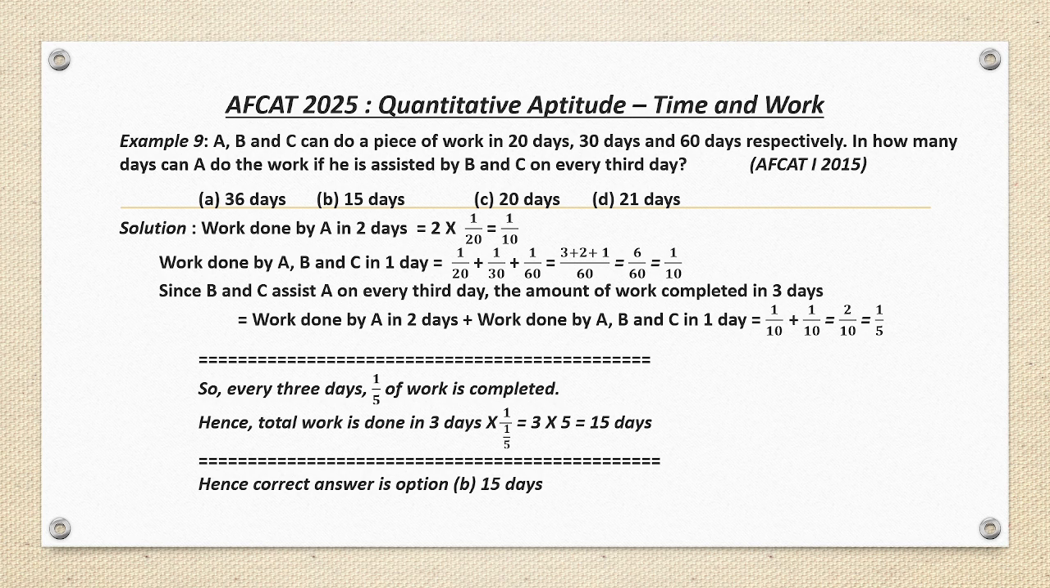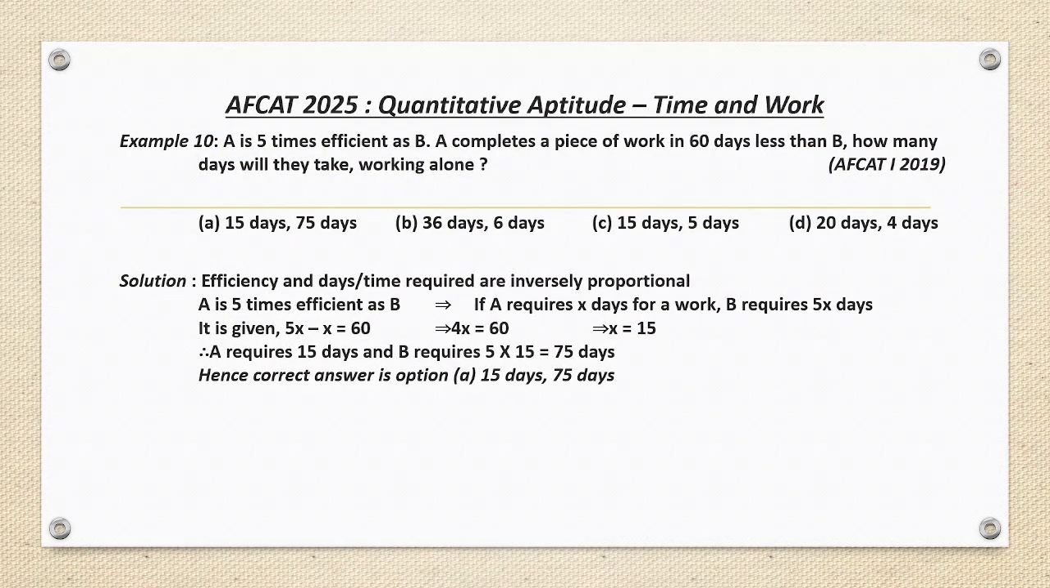Right? Please observe this. Every 3 days, 1/5 of work is completed. So the full work is completed in 3 into 5, 15. Right? So let us see the next example. This is also a PYQ.